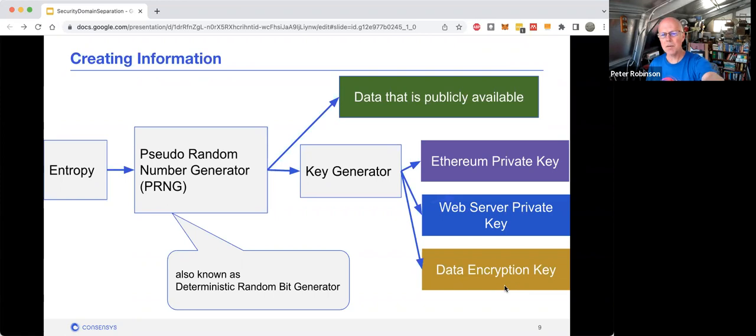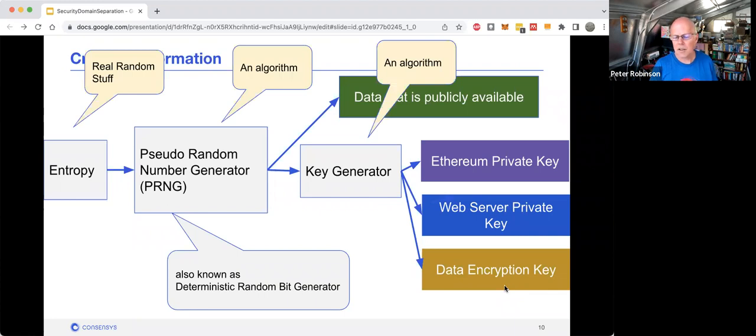And so often people produce public information directly from the PRNG, and then they might feed it into a key generator of some sort, say a key pair generator or just a plain key transformer to create, say, a symmetric key, or maybe key pairs for, say, an Ethereum private key or a web server key or something like that. People will often use this sort of mechanism. You can think of it, you've got two algorithms there, and they're just going to pop out stuff based on that entropy that's coming in.